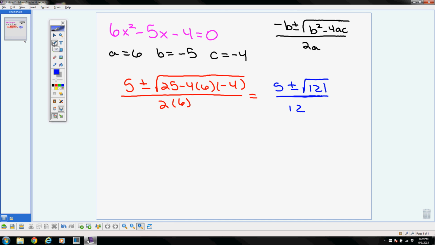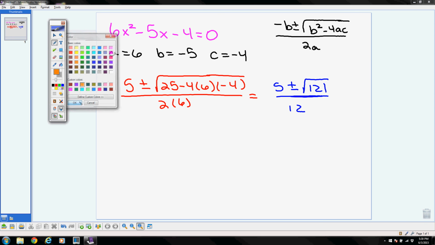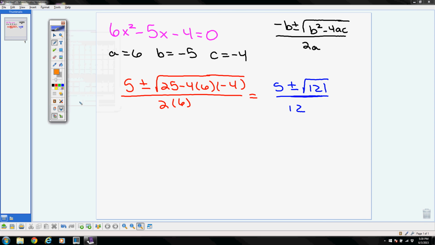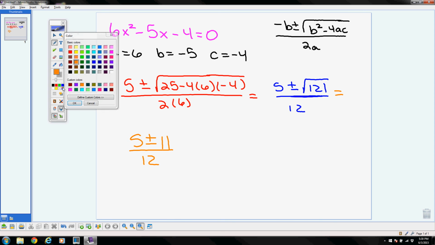Now with this problem, it's a little bit different, because normally we would reduce the radical and then stop if we couldn't go on. Square root of 121 is 11 though. So we will have 5 plus or minus 11 over 12. Now we can't leave our answer 5 plus or minus 11 over 12. We could leave it 5 plus or minus square root of 11 over 12 if that was the case, but our square root is gone. Our radicals disappeared, square root of 121 is 11, and now we have all whole numbers. We can finish this one.